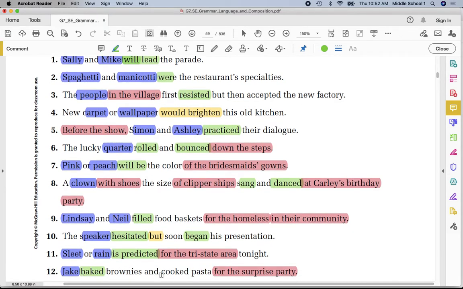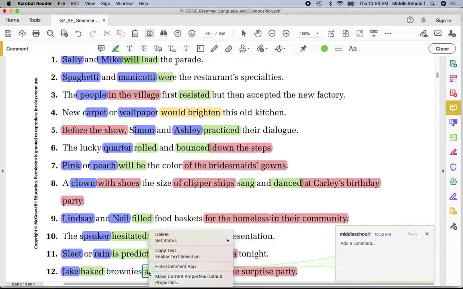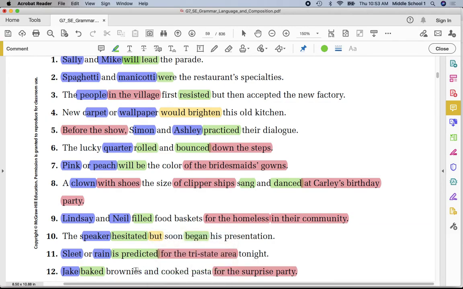Jake baked brownies and cooked pasta for the surprise party. Jake baked for the surprise party. As we noticed in the sentence before, there was a conjunction. Jake baked. I've got to take note of this word, and. That's a conjunction, so there's going to be something else that Jake did. Jake baked and cooked.